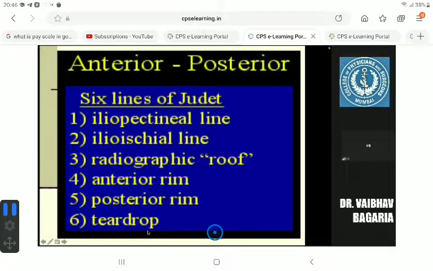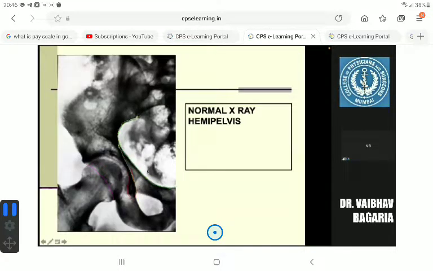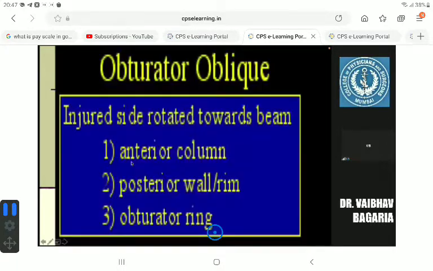So after this, these are the lines. This is the iliopectineal line. This is the ilioischial line. This is the teardrop. This is the posterior rim. So this is how it looks. Okay, so you must always remember to draw this line.